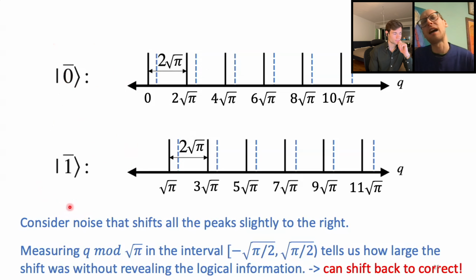So that is nice, because that tells you that you are not revealing the information whether the state is 0 or 1, and yet you know that there was some process that shifted everything. And you know by how much. How come it doesn't reveal the information whether or not it's 0 or 1?